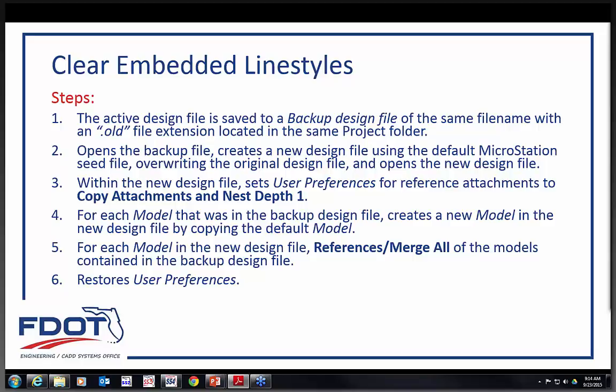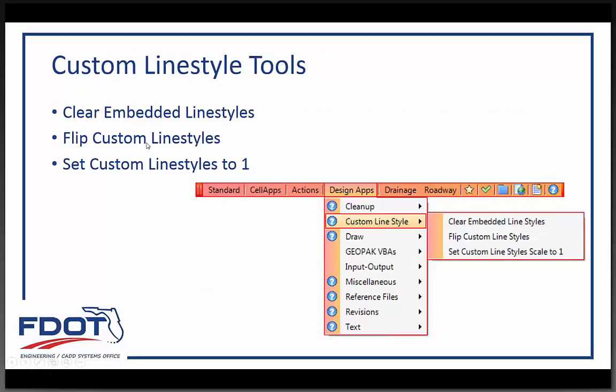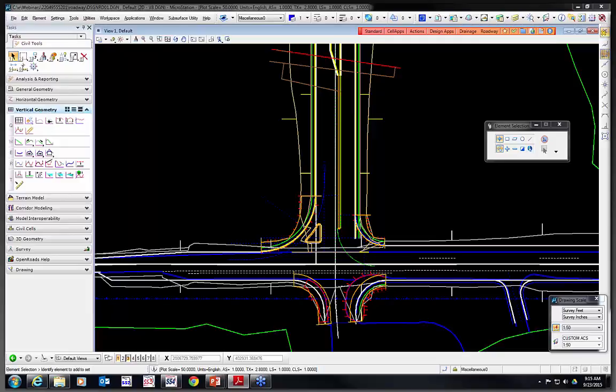So basically what happens is the active design file is saved to a backup design file with the same file name but with a .old extension. A new design file is created using a fresh seed file, and then the 2 files are merged together. One thing I do want to note is this tool should not be used on any files that have civil data. So just keep that in mind. The other 2 tools, let's get back into MicroStation and I'll show you how those work.